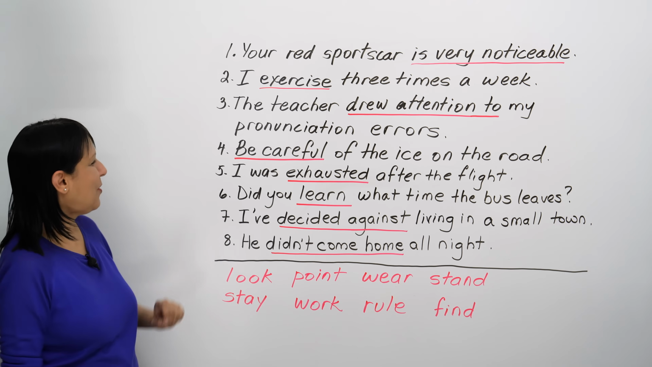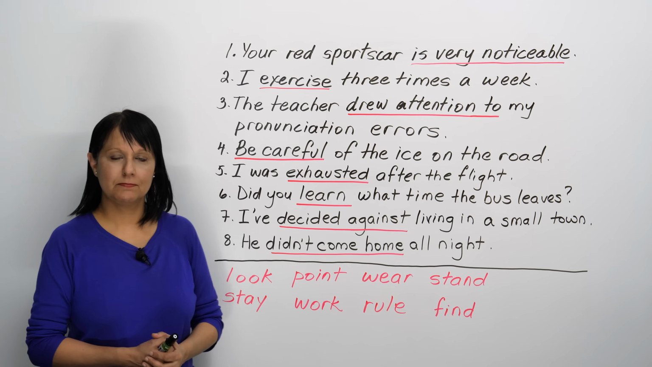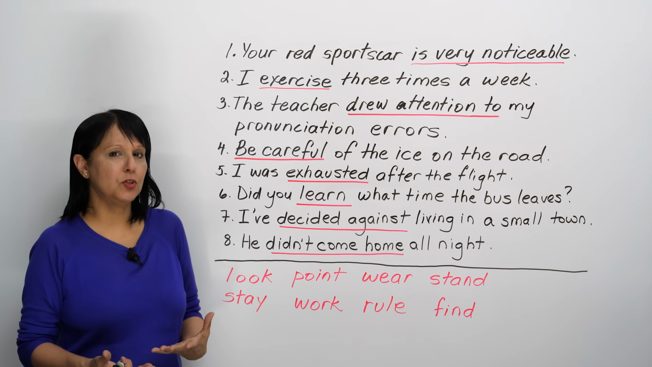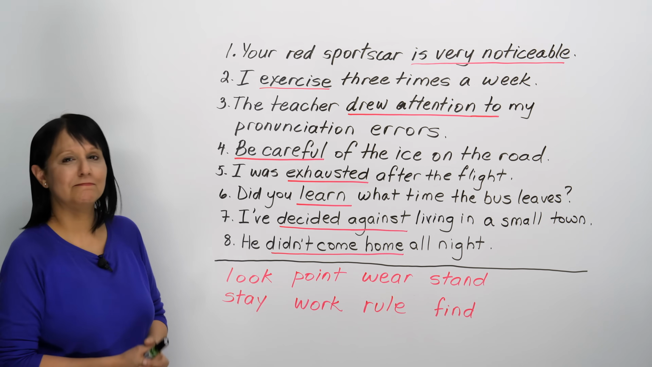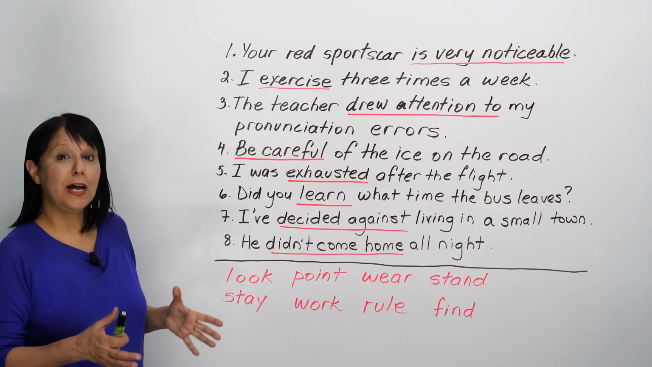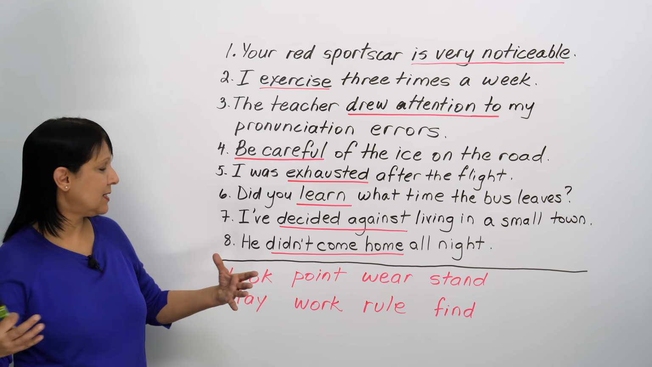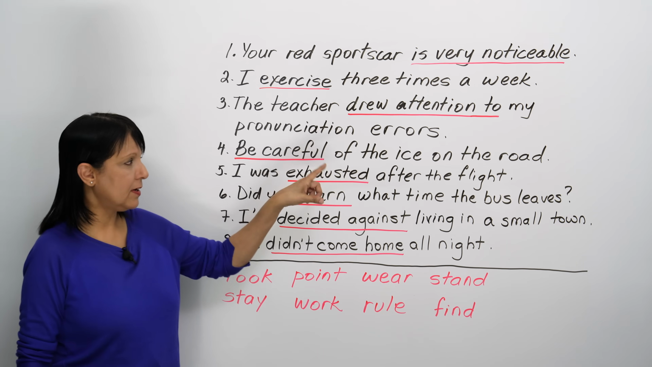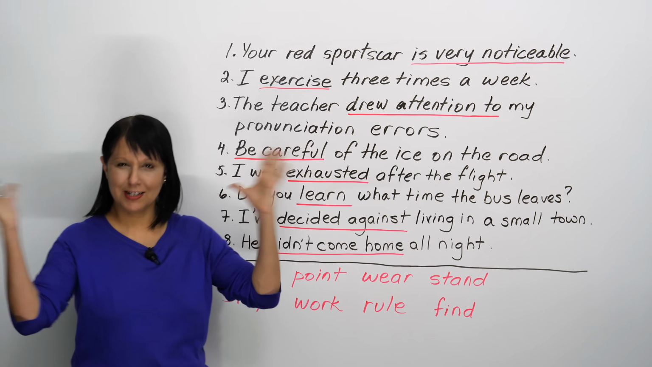Yes. Number 4, be careful of the ice on the road. Which phrasal verb could we use to give that idea of be careful? Remember? This one. Look out. In this case, we have to change the preposition if we're using it in a sentence. Look out for the ice on the road. Okay? Look out means be careful.